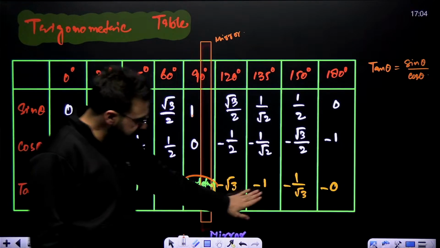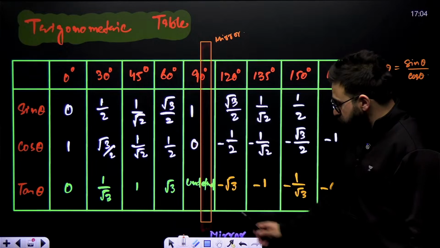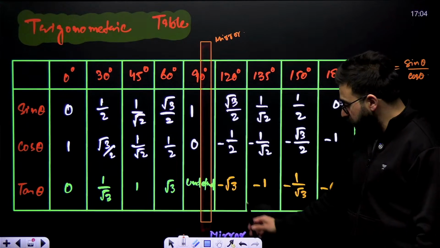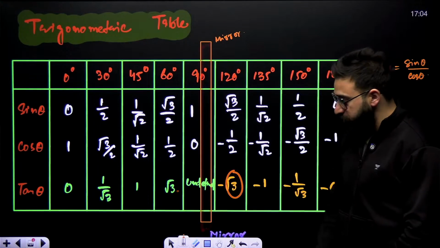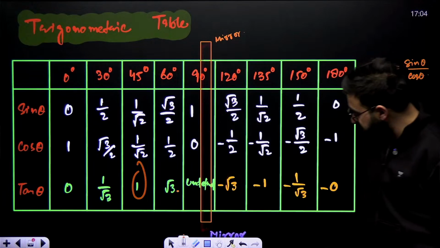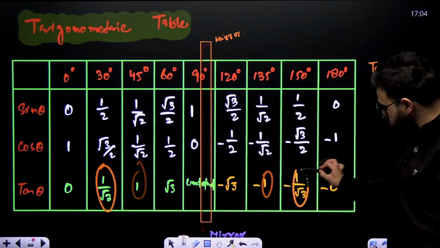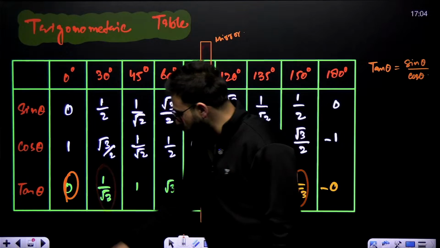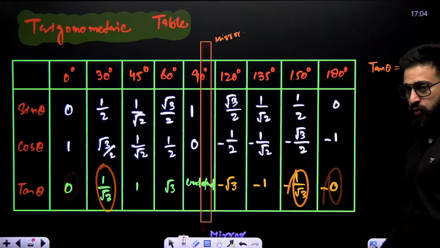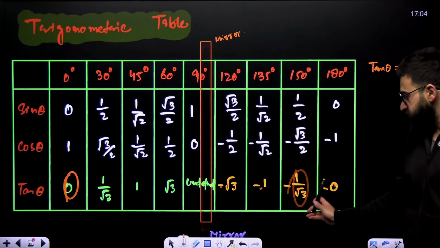And behind it, it will create the image. So if it is root 3 over here, here also it is root 3. If it is 1 over here, here also it is 1. If it is 1 by root 3 here, here also it is 1 by root 3. If it is 0 over here, also it will be 0. But here also you need a negative.